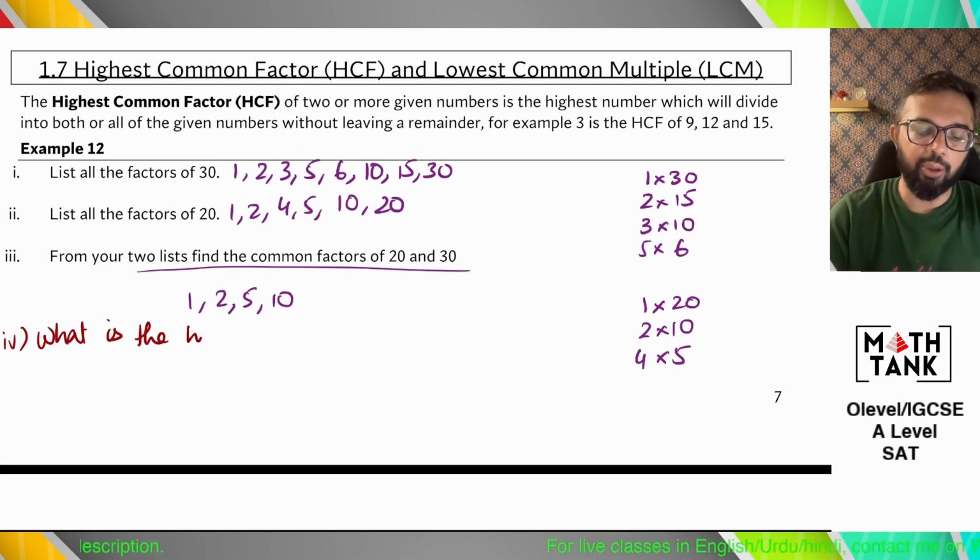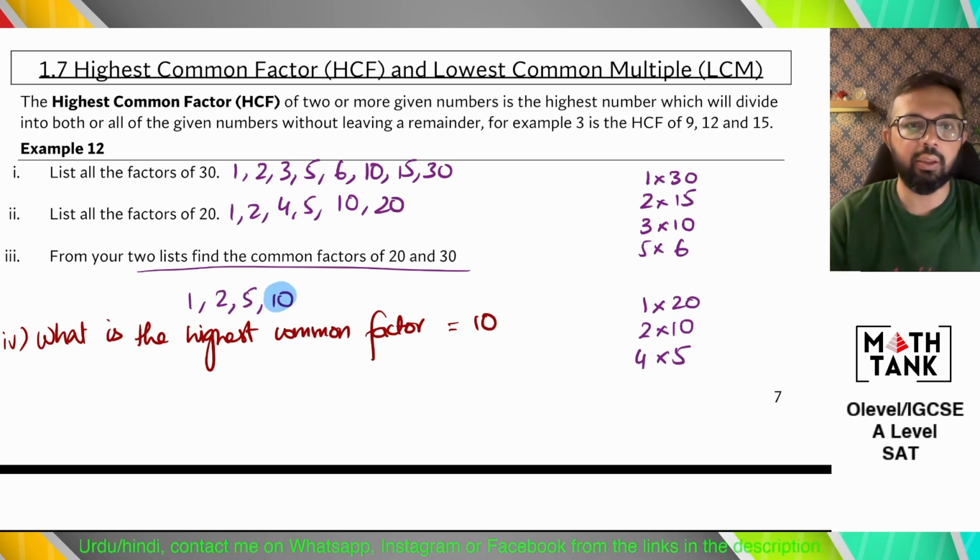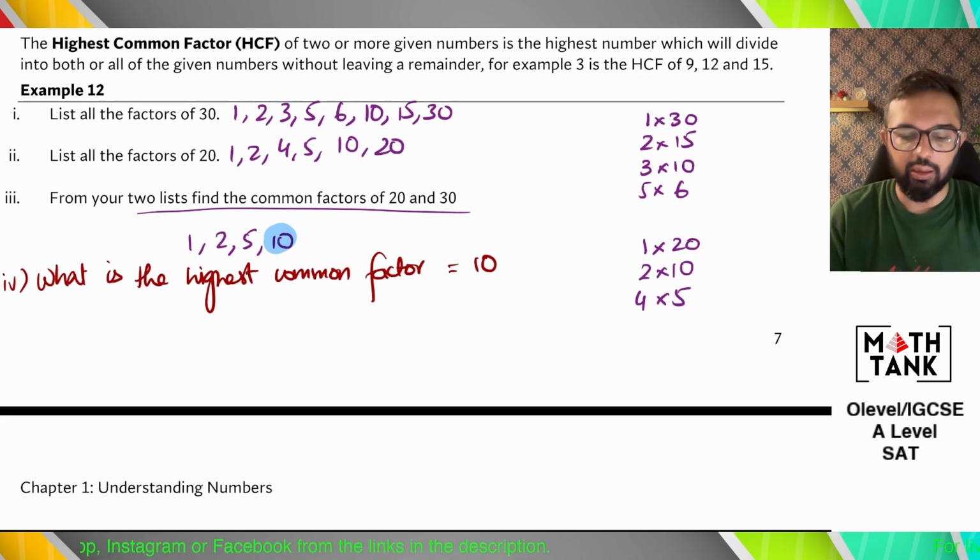Without doing any other process, what you can tell me is that the highest common factor is going to be 10. I can see that in the list. These are the common factors. What is the highest common factor that's in the list?